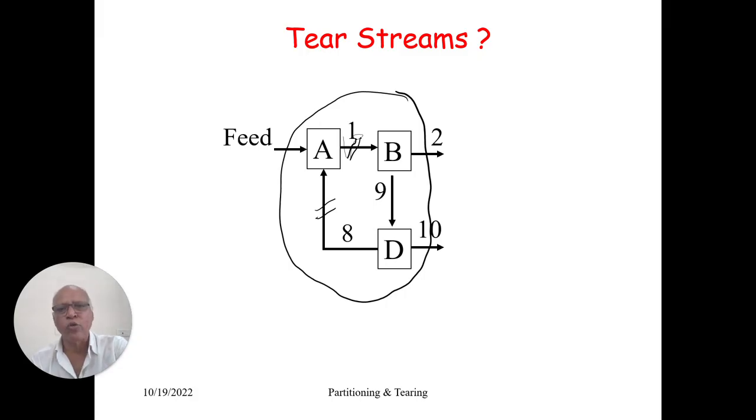Then once 8 is known, because feed is defined, I will be able to solve unit A to calculate 1. We started with an initial approximation, we got an update. Again, check for convergence. If convergence is not achieved, repeat the process. So if you happen to tear stream 1, then the computational sequence will be BDA. In the same way, if you happen to tear stream 9, then the computational sequence will be DAB. Right? So the tear stream is going to influence the computational sequence.